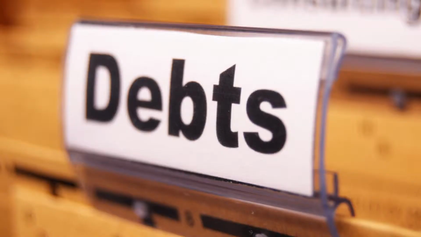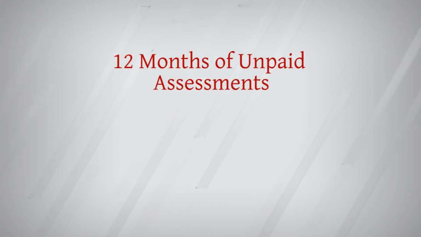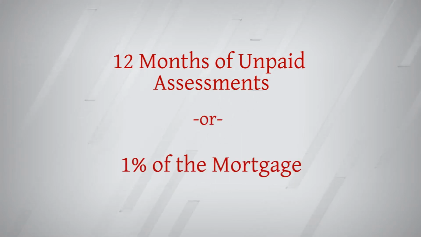Both statutes limit the liability of the association to the first mortgagee of 12 months of unpaid assessments or 1% of the mortgage, whichever is less. What that means is that if the bank takes title through foreclosure, the bank owes the association 12 months of unpaid assessments or 1% of the mortgage, whichever one of those numbers is less.